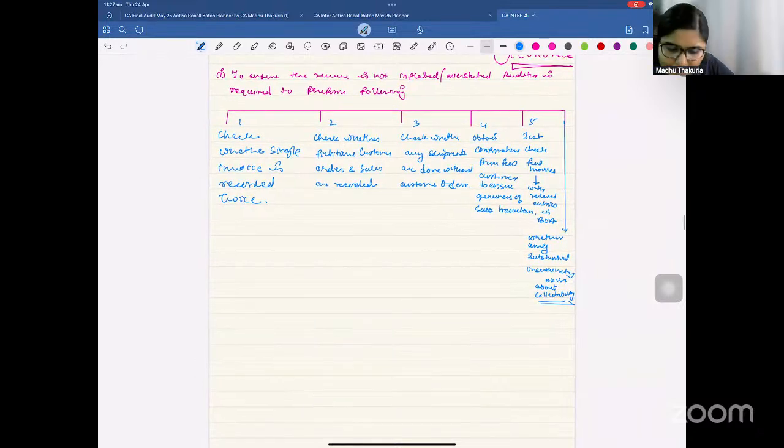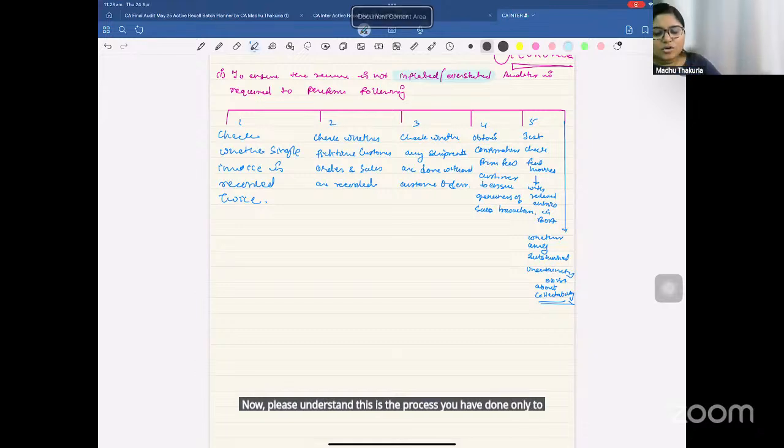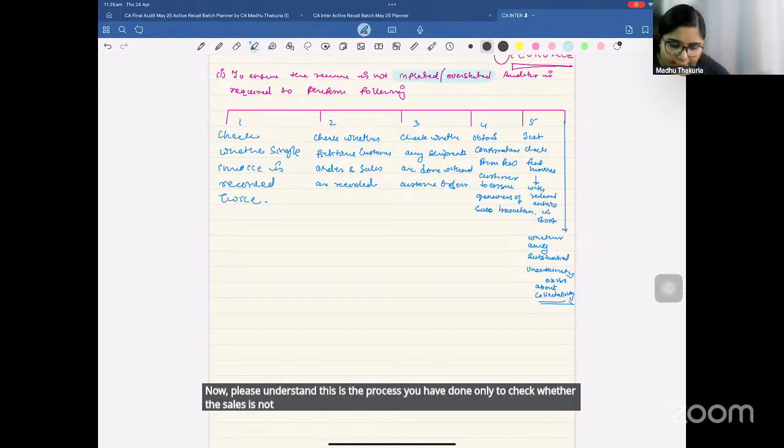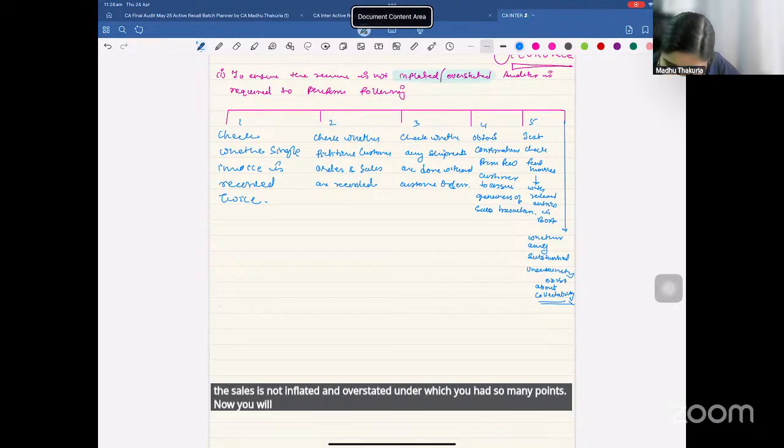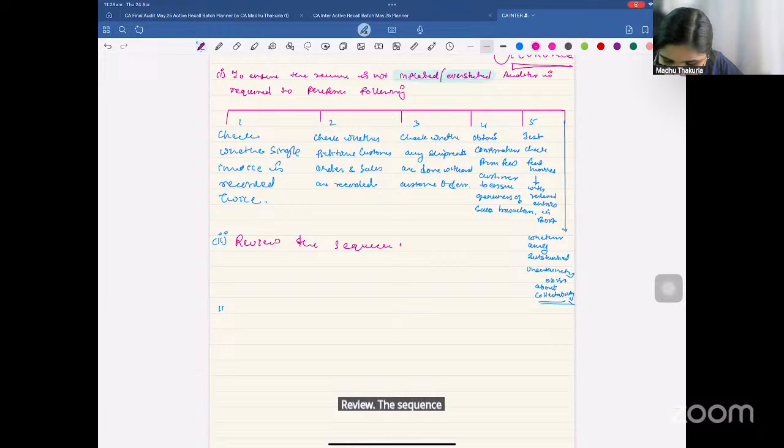Now, please understand, this is the process you have done only to check whether the sales is not inflated and overstated, under which you had so many points. Now, along with this process, you will review the sequence of sales invoices.